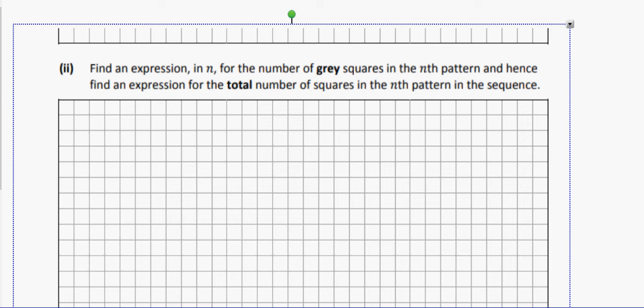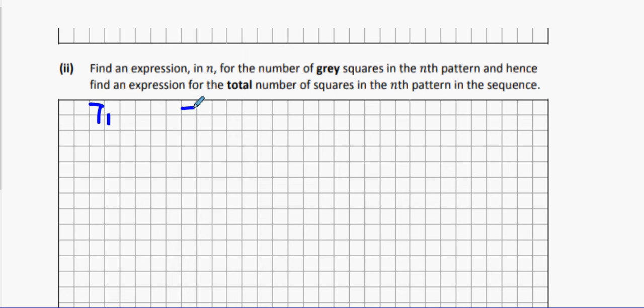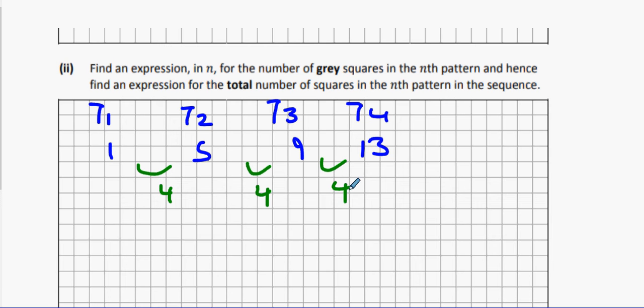So I'll get on that now. Okay, so the grey squares, T1, T2, T3, and T4. The grey squares are 1, 5, 9, and 13. And we can see that the grey squares are in an arithmetic sequence. Okay, so Tn equals A plus n minus 1 times D.